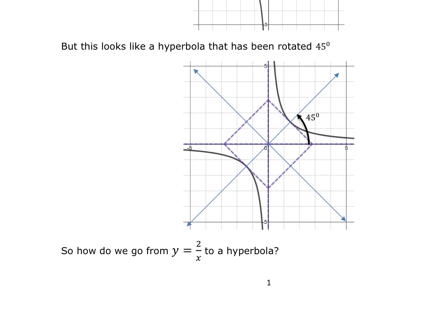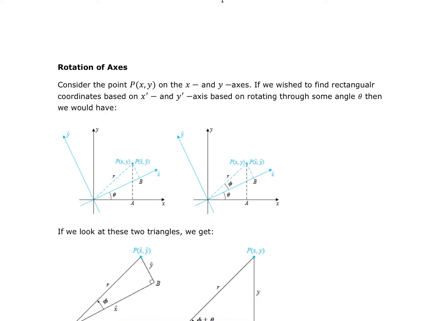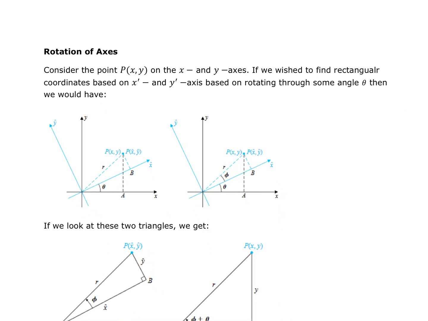So how do we go from a rational function, y is equal to 2 over x, to a hyperbola? We do this with the rotation of axes, and we have formulas that are going to help us through it. If we have some point xy on the normal xy axes, and we want to find the rectangular coordinates based on x prime, y prime axes, in other words, rotating the axes through some angle theta, then we would have this point, which is still xy, but on the rotated axes it is x prime, y prime.